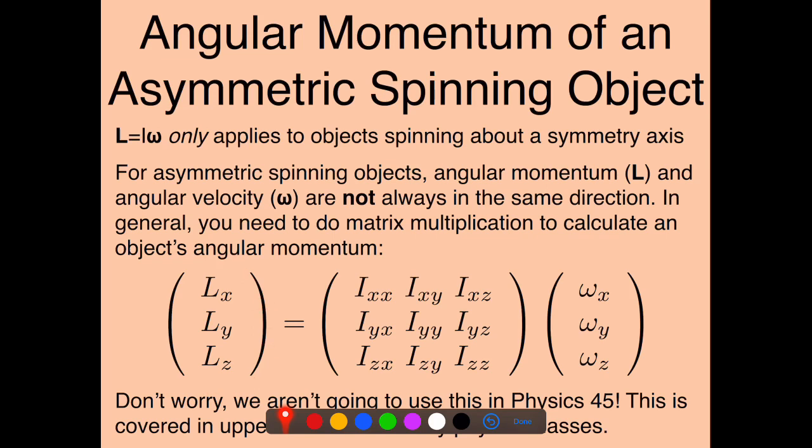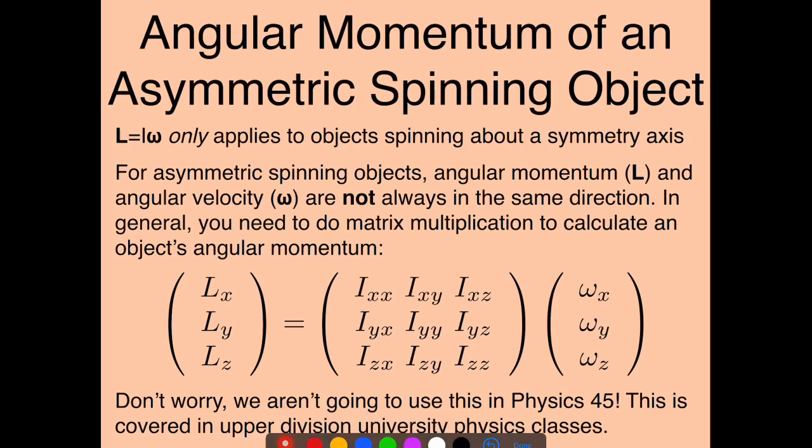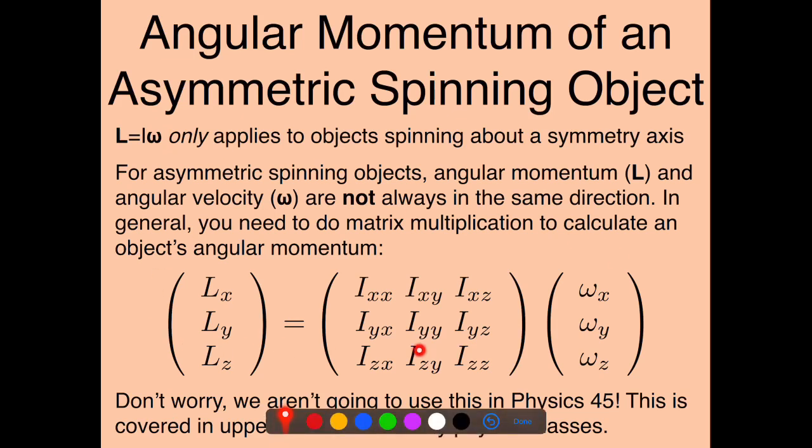If you want to figure out what that is, you have to multiply this 3 by 3 matrix here with omega, which is a vector with x, y, and z components. So it gets a little complicated, and there's a lot of counterintuitive stuff that pops out of this math. But again, we're not going to be doing this in Physics 45. We're going to stick to symmetric objects where the result is a lot simpler. L is equal to I times omega. If you want to learn more about this stuff, take an upper division physics class at the university level.